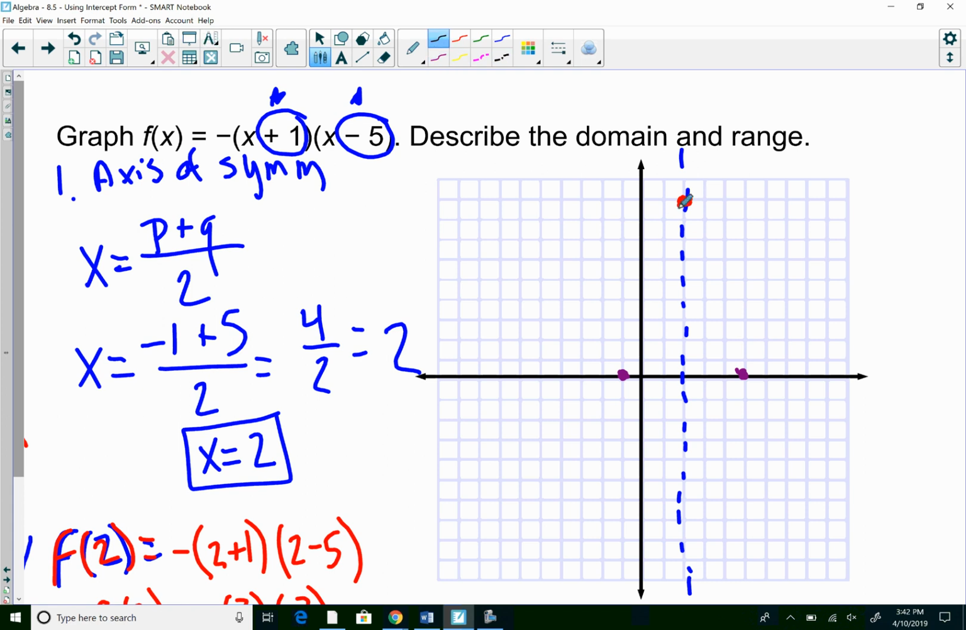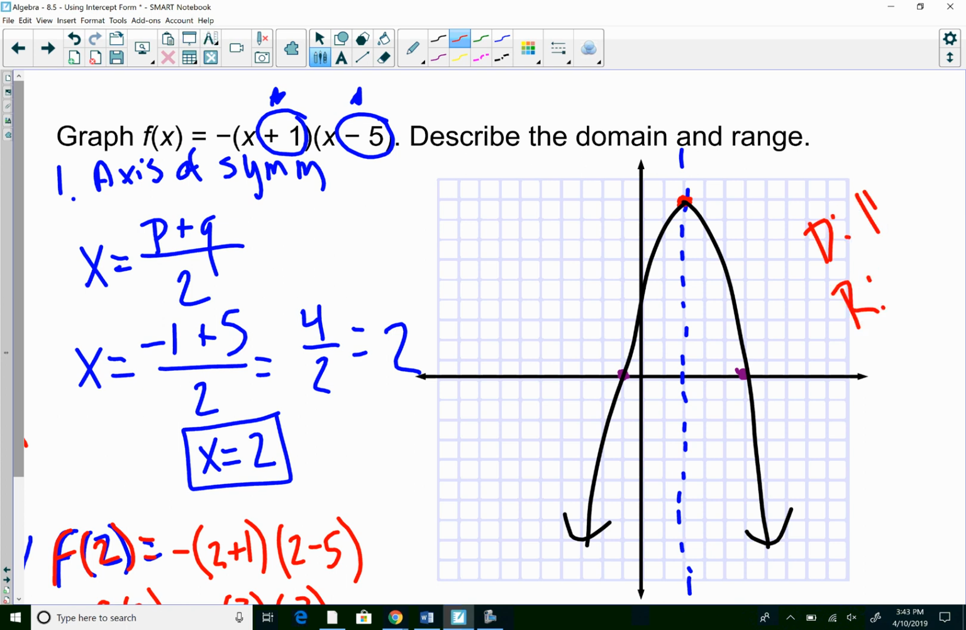Now I'm able to go ahead and create my graph. Really very easy once you get the hang of it. Last thing, they want to know what the domain and range are. Domain, again, is all real numbers. Range is going to be y is less than or equal to 9.